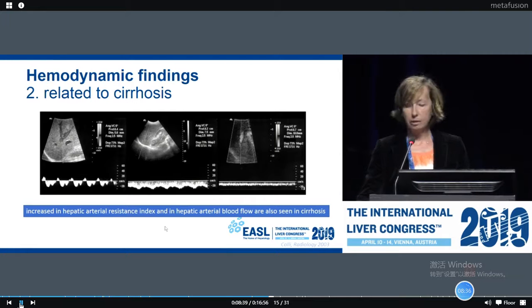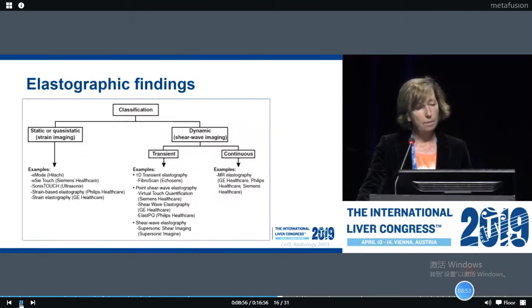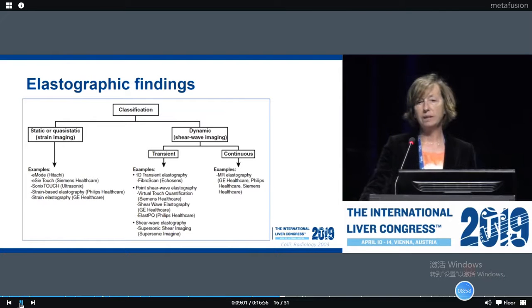Other hemodynamic findings have been associated with the cirrhosis, such as increase in the hepatic arterial resistance index and increase in the hepatic arterial blood flow, but again, they are not as sensitive and as specific as the changes in the hepatic venous pattern. Last but not least, elastographic findings.